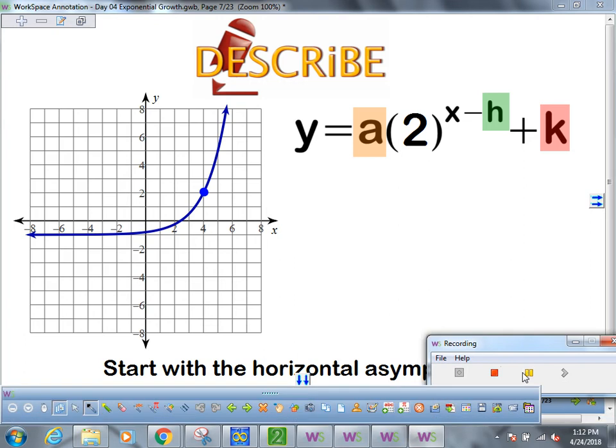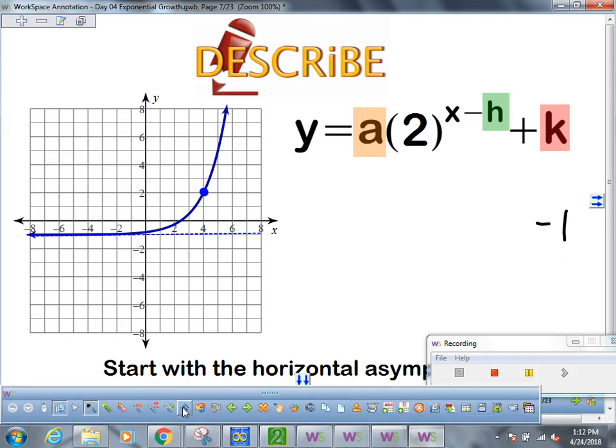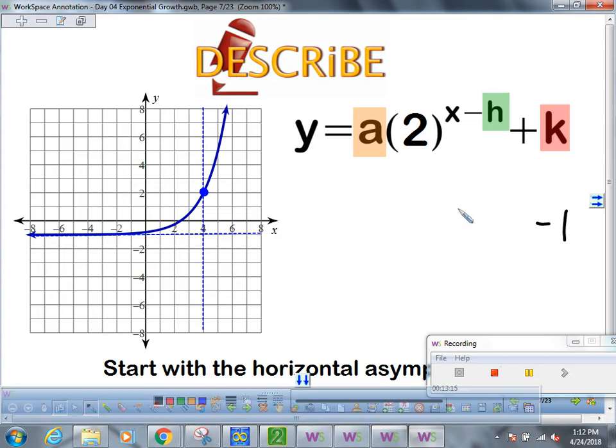So here's another one. The first thing I told you to start with was the horizontal asymptote. So the horizontal asymptote dropped down 1. So I say k must be negative 1. Then I look at how far it shifted on the x-axis. That reference point shifted over 4. So a shift to the right 4 is x minus 4.